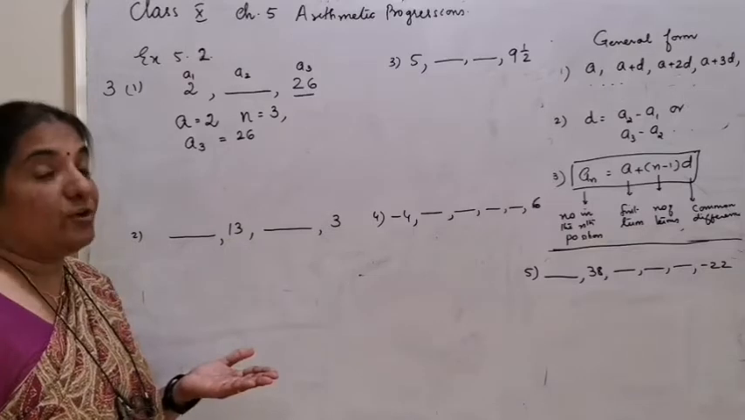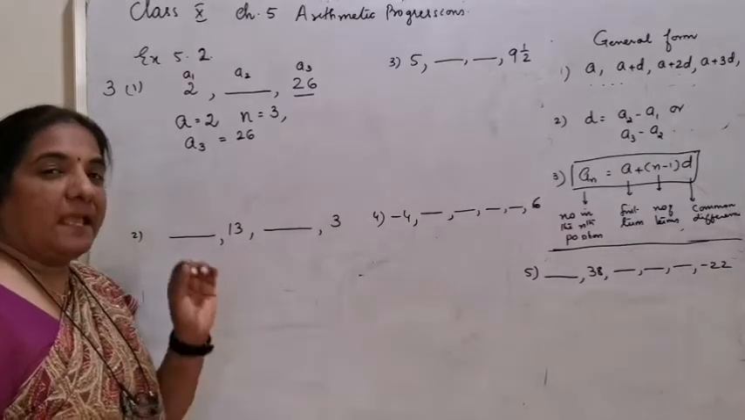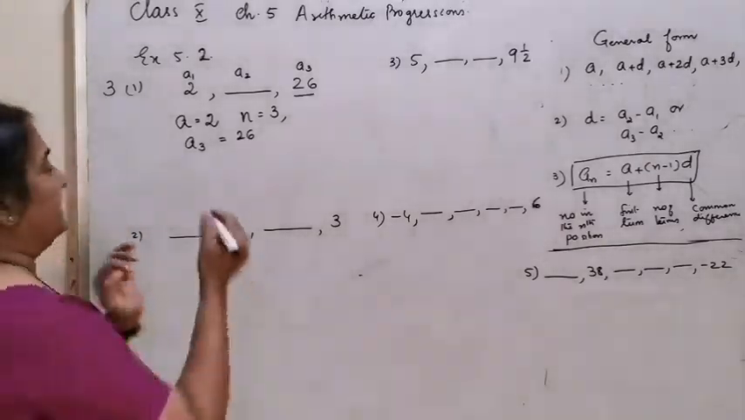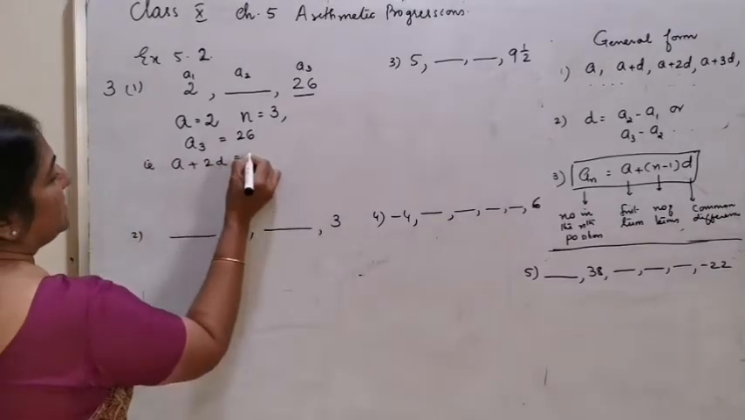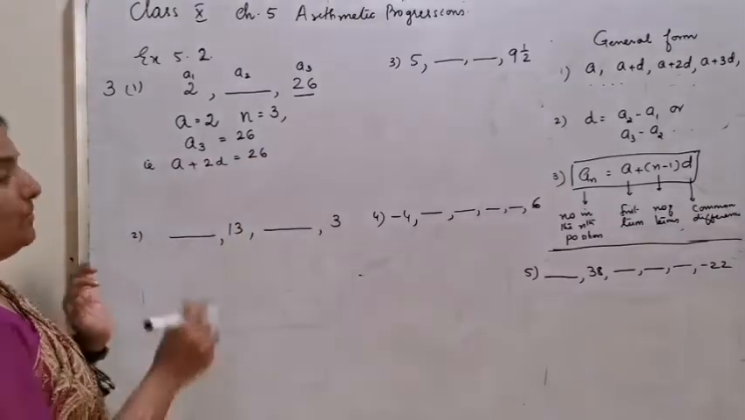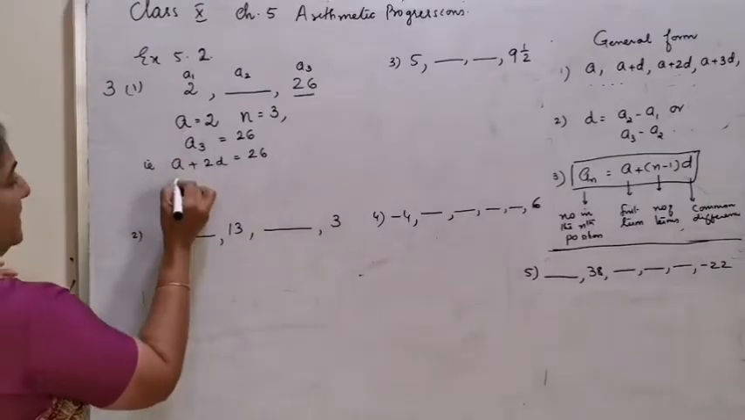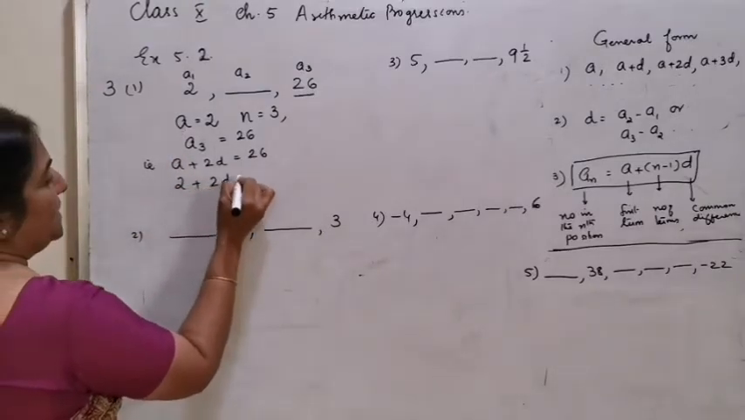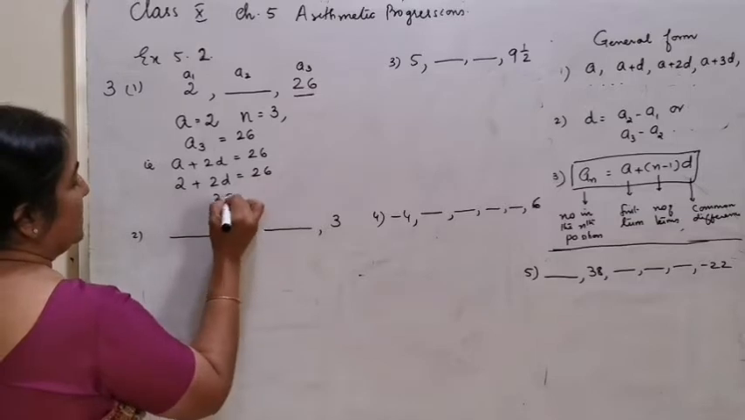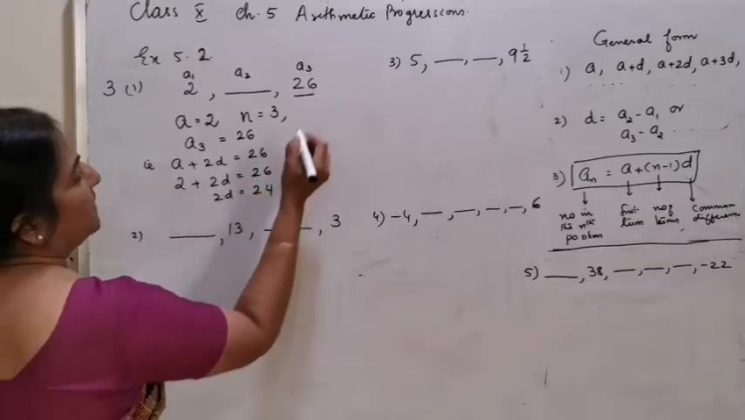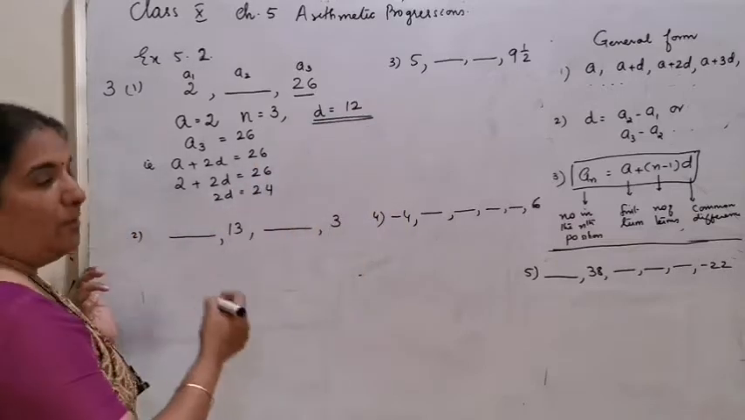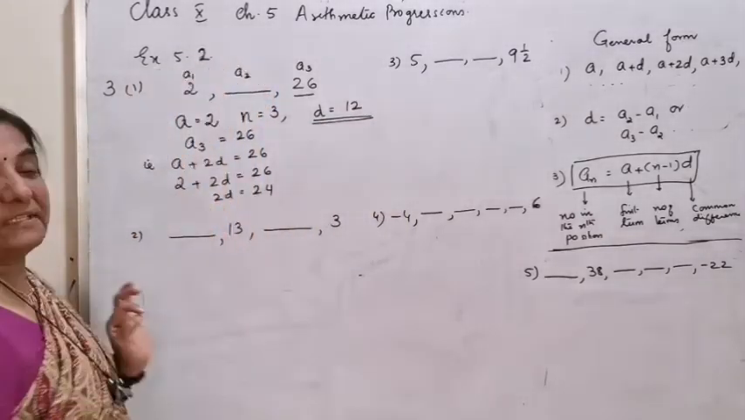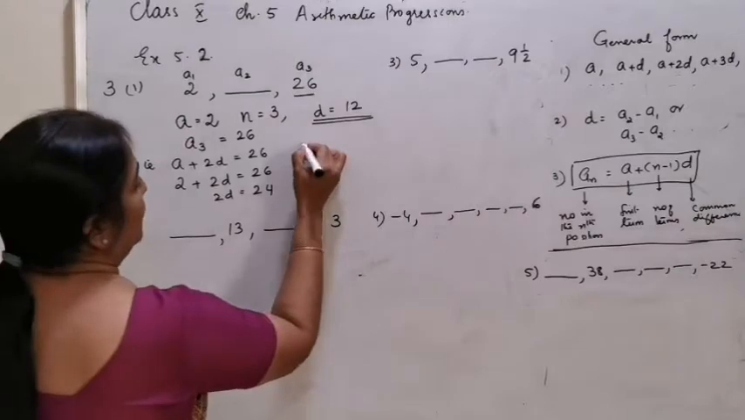So you can start the workout with a3 is equal to 26. What is the formula for a3? It is a plus 2d. That is, a plus 2d is equal to 26. You know the value of a. 2 plus 2d is equal to 26. 2d is equal to 24, or d value is 12. Now, you have to find out the second term, a2.